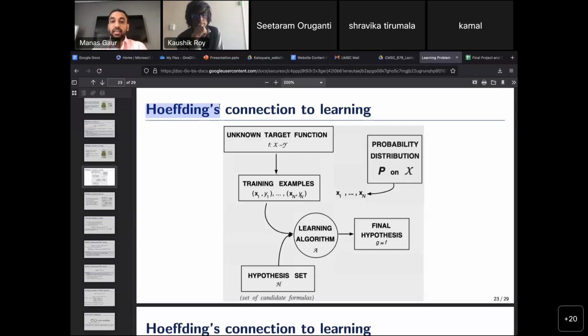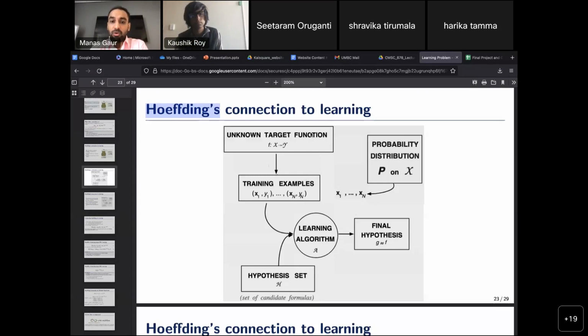So the first thing is that Hoeffding's inequality states a connection to learning. There are two things: whether you want to ask whether your model is actually a learning model or just a verification model. We'll talk about that in the remaining time that we have. Okay, so this figure, as you can see in front of you, actually sums up the entire machine learning course.